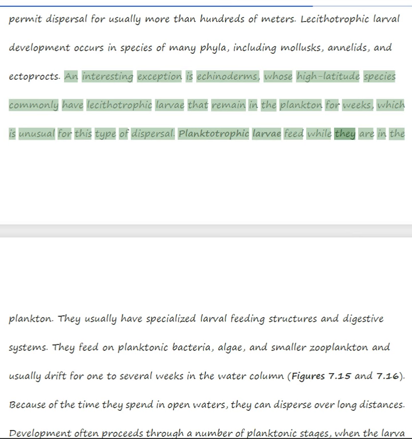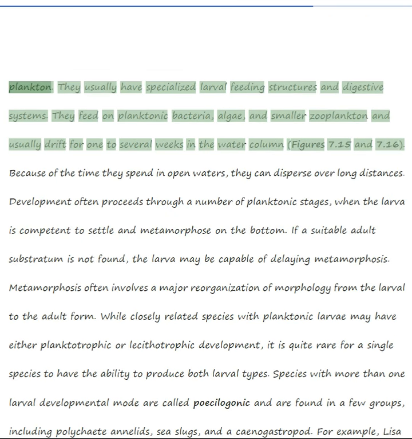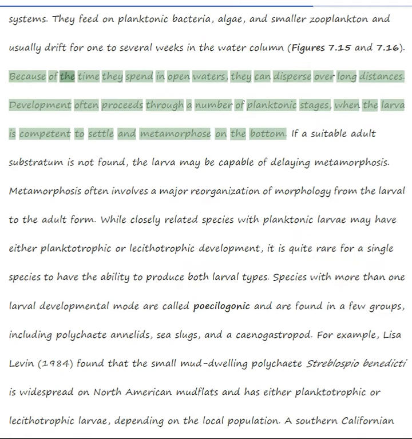Planktotrophic larvae feed while they are in the plankton. They usually have specialized larval feeding structures and digestive systems. They feed on planktonic bacteria, algae, and smaller zooplankton and usually drift for 1 to several weeks in the water column. Because of the time they spend in open waters, they can disperse over long distances.